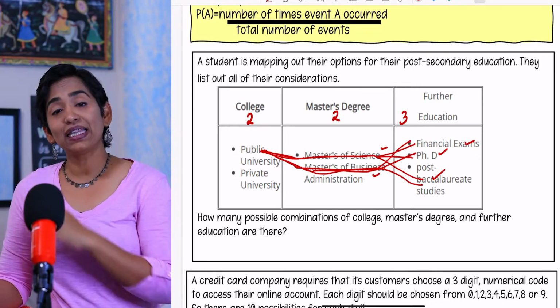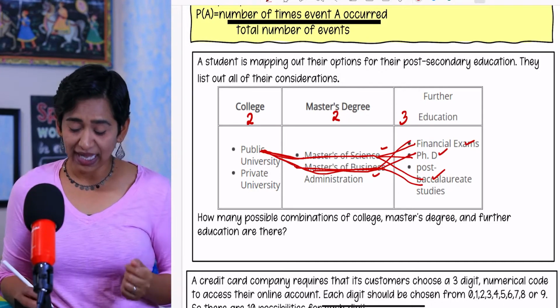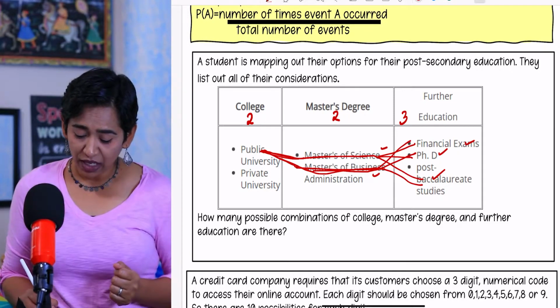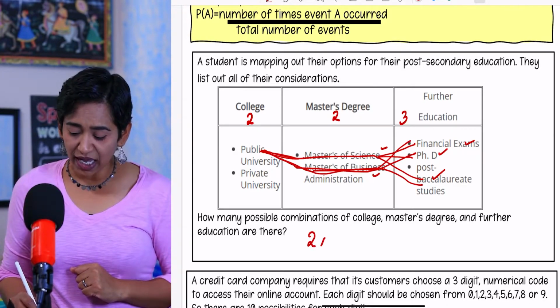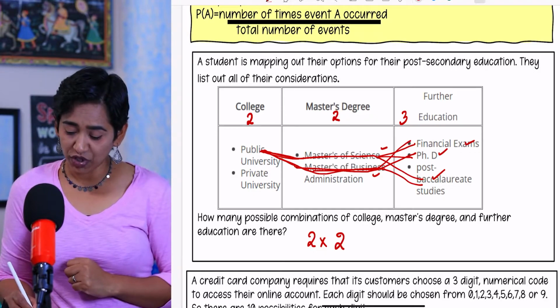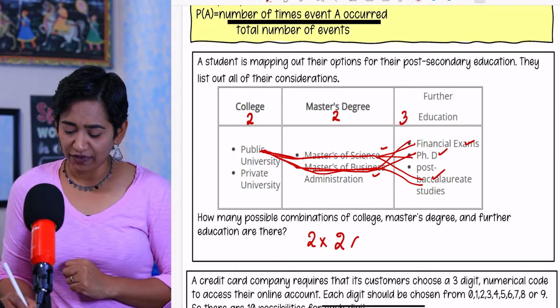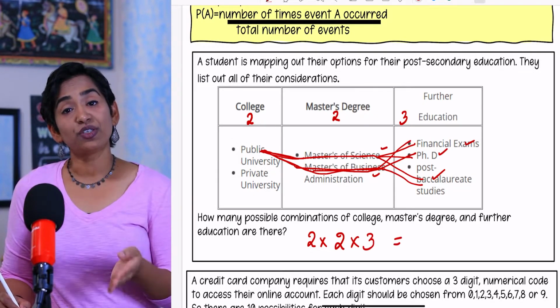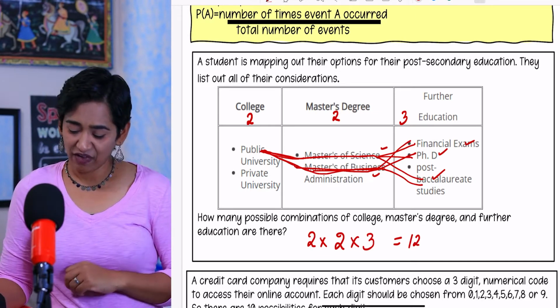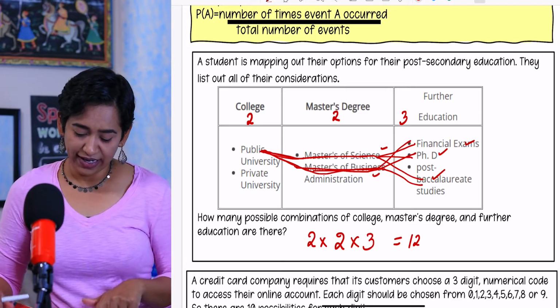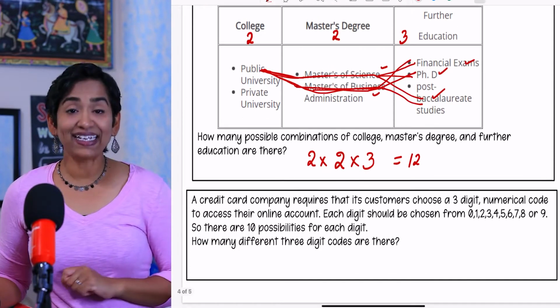So instead of writing them down, I can simply go ahead and multiply what I have. So colleges, I have two options. The degrees, I have two master's degrees, I have two options. And further education, I have three options. So 2 times 2 times 3, so I have 12 combinations. Fair enough? All right. Let's take a look at the next one.